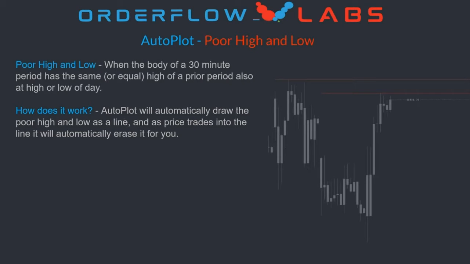Poor highs and lows are weak reference points in the auction. Many traders like to reference these areas for immediate trade ideas or as references for later setups in the auction. Simply when two 30-minute periods have the same high or low, which is also the high or low of the day, AutoPlot will automatically draw these as a line, and once price trades into that line, it will automatically remove it.